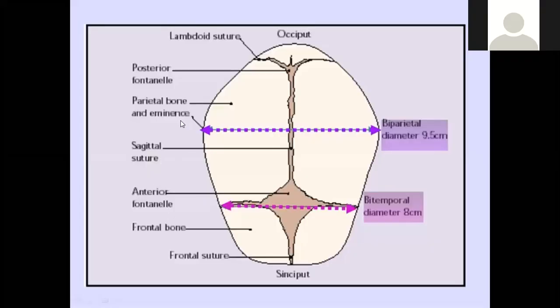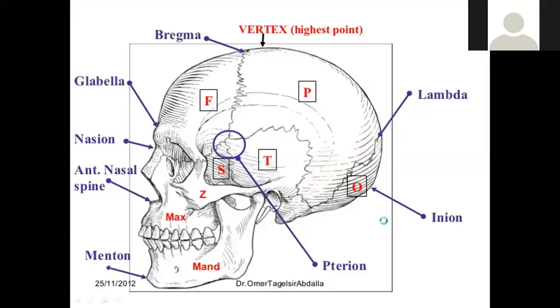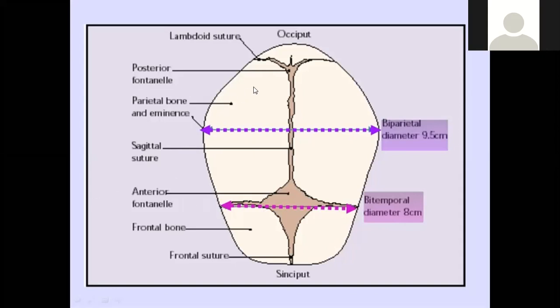The diameter I mentioned is taken from the parietal eminence. This is the biparietal diameter, measuring around 9.5 centimeters, and this is the bitemporal diameter, measuring around 8 centimeters. This area is the anterior fontanelle. This is the posterior fontanelle.